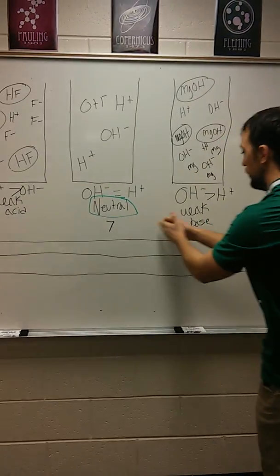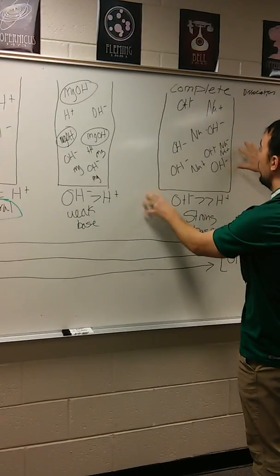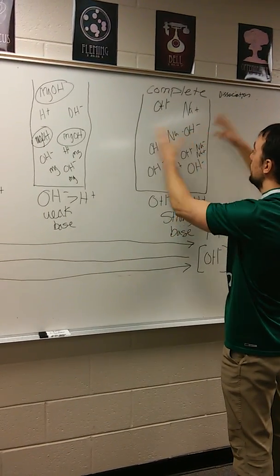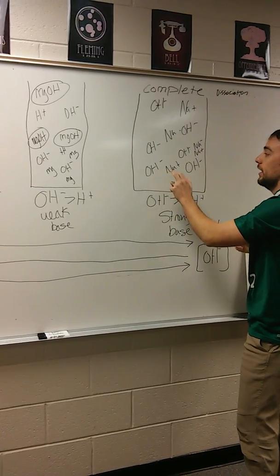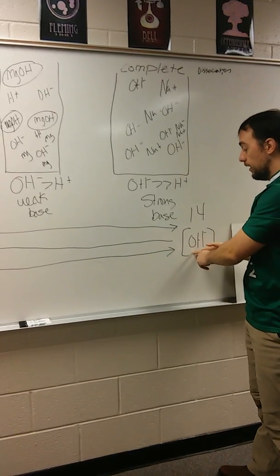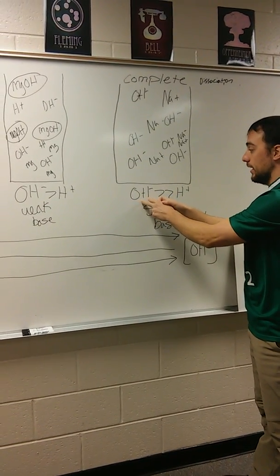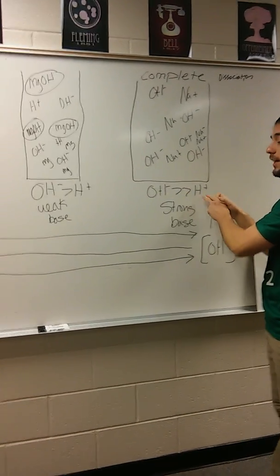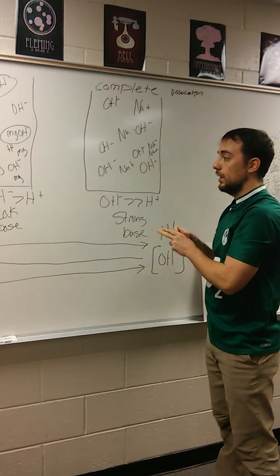We start at neutral and go to our base side. Over here, complete dissociation. Everything's split up. Our Na and hydroxides are split. Hydroxides would be more prevalent than hydrogens, and that's for bases.